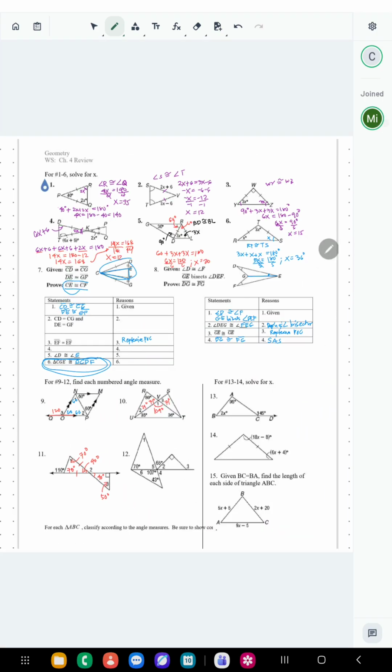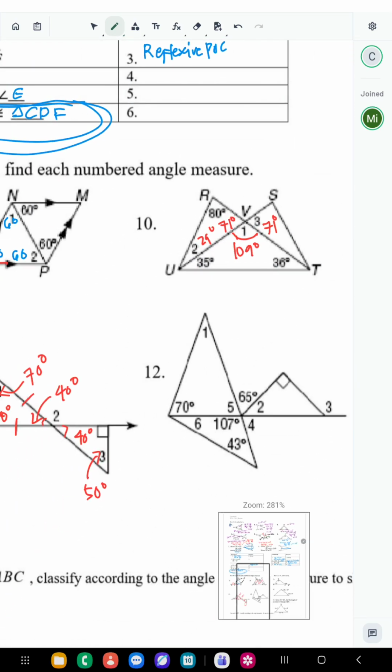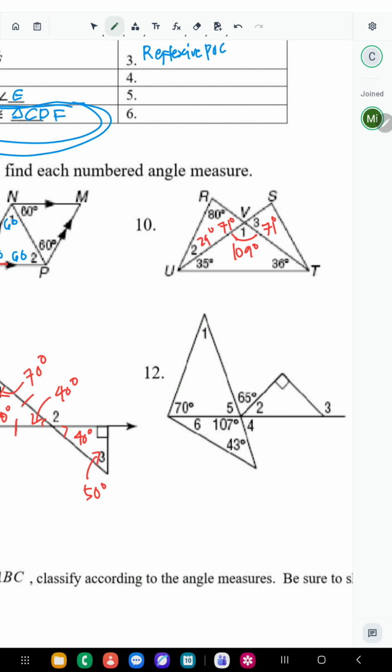Okay, then number 12. Okay, angle 1, angle 5. Okay, let's solve angle 6 first. That's easier. So 180 minus 107 minus 43. So angle 6 is 30 degrees. Then angle 5 is 180 minus 107. So this is 73 degrees. If that is 73, so angle 4 is also 73 degrees.